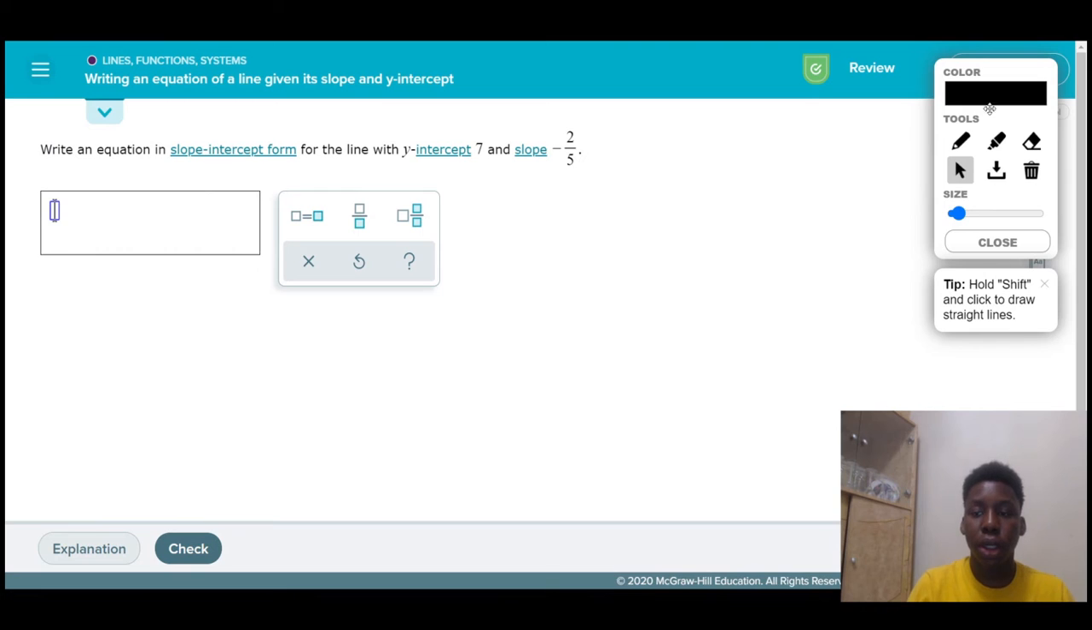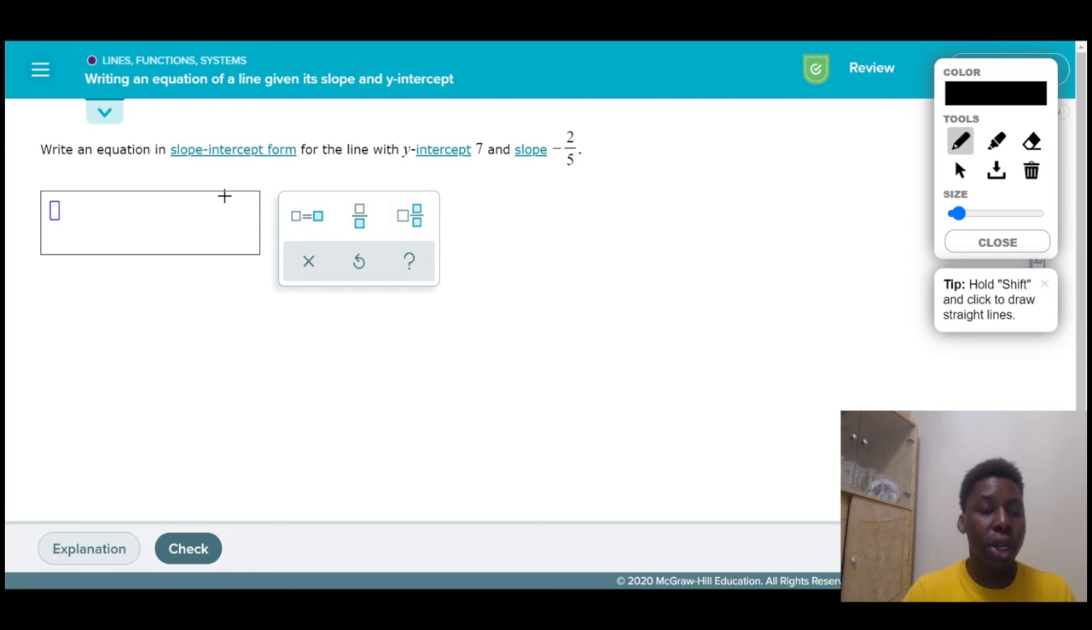In this type of question, what is being asked is for us to give the equation of a particular line, and we're going to be given specific entities like the y-intercept and the slope. We're going to use these to plug into the equation of the line. So let's look at it.